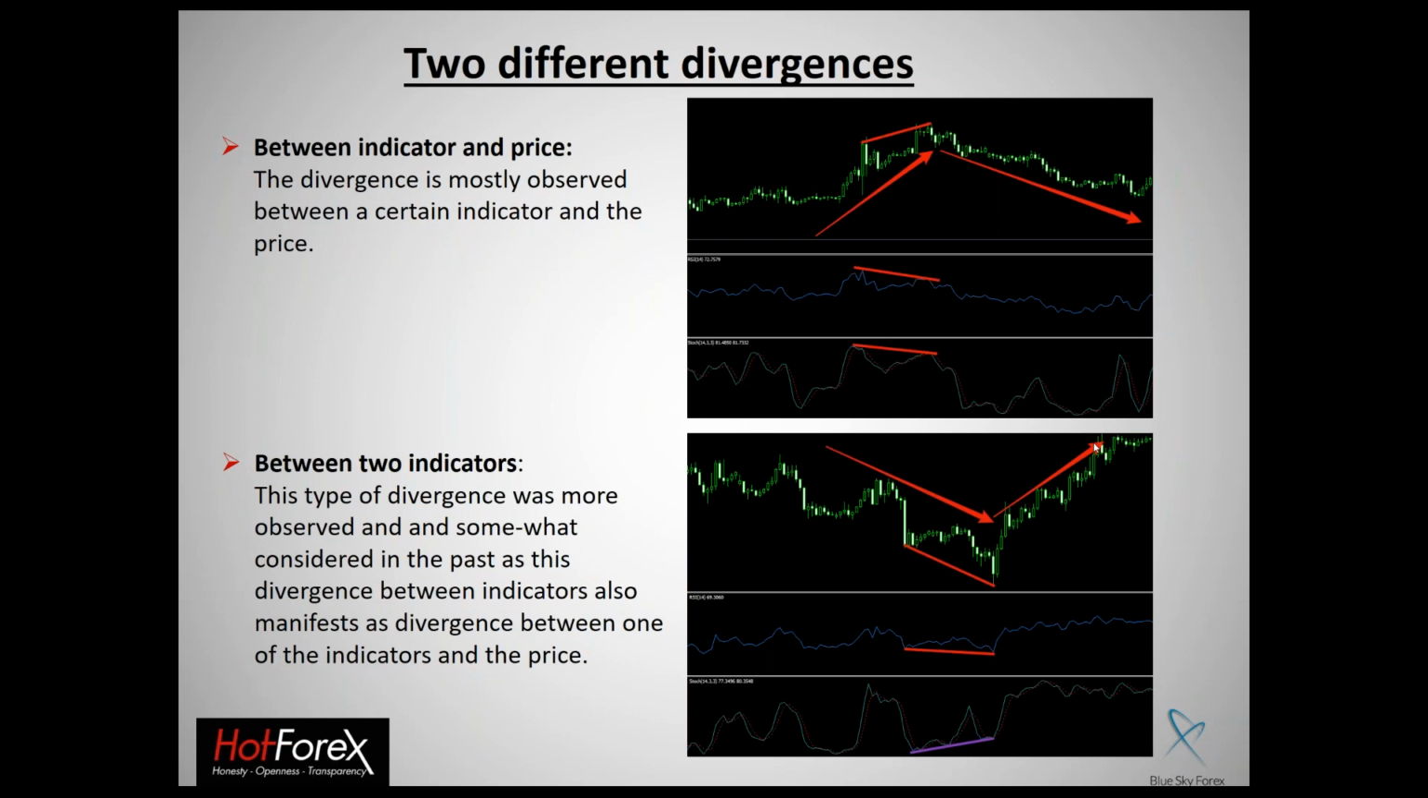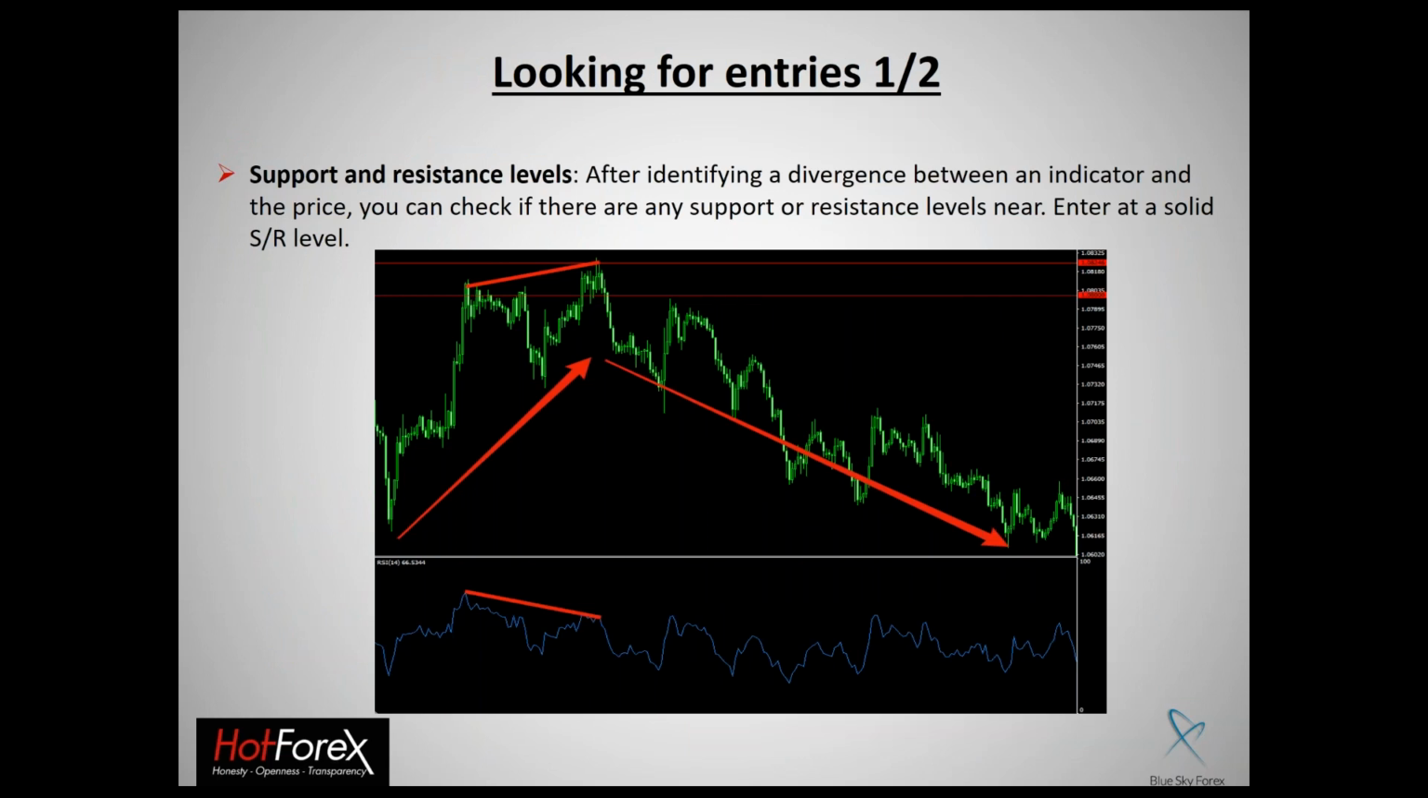So some time ago, people did take two different indicators and observe the divergence between them. Of course, this does manifest in divergence with the price as well, at least one of the indicators. So if you only have stochastics on your chart and the price, you will still see a price reversal. So what we are talking about today is directly a price and an indicator divergence.